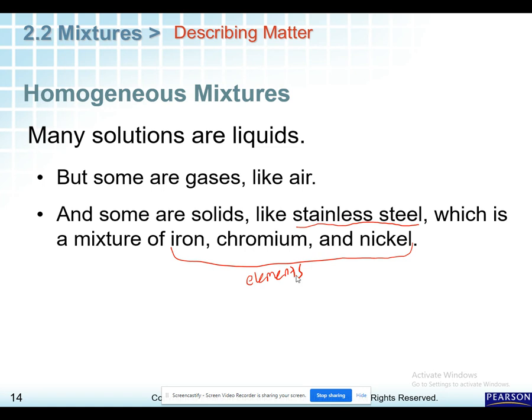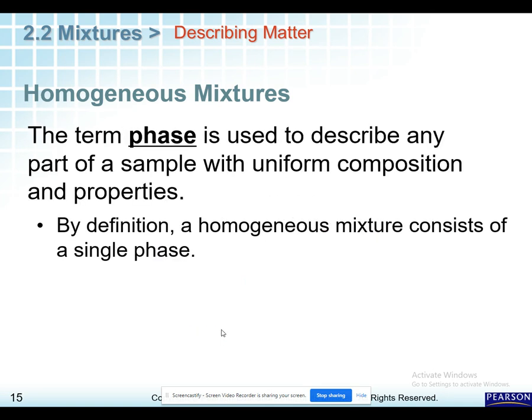Another one that might be a solid that you're going to see is going to be bronze. Bronze is actually a mixture of copper, I believe, and tin. Since we're on homogeneous mixtures, we're going to talk about something known as a phase. A phase is one of those words that people usually get confused often. So if you're one of those taking notes on what to study, this is the number one thing people get confused on.